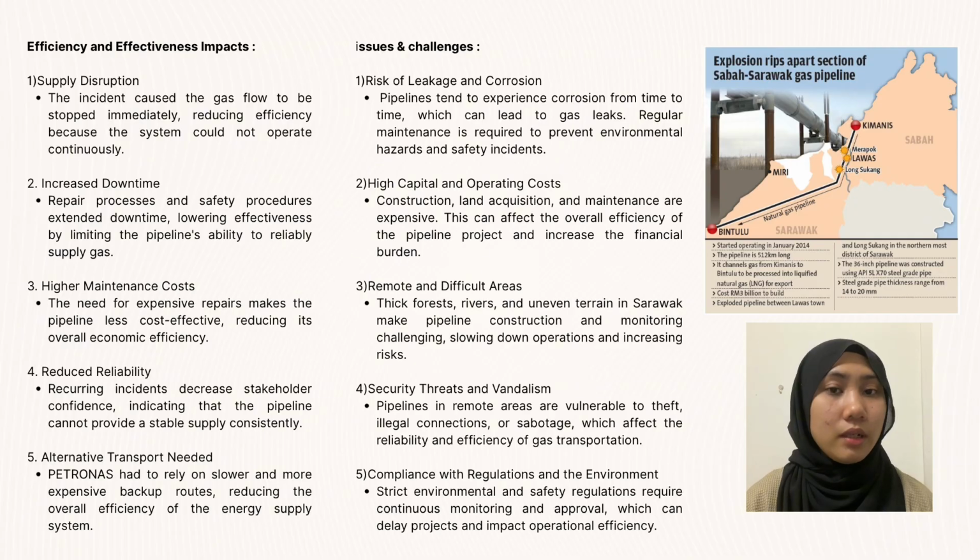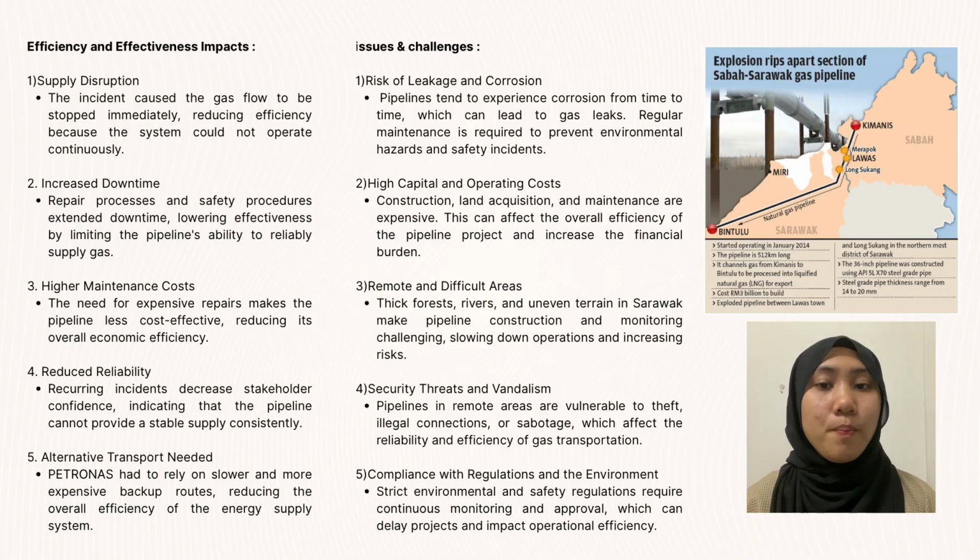Next, reduce reliability. Recurring incident decrease stakeholder confidence, indicating that the pipeline cannot provide a stable supply consistency. Lastly, alternative transport needs. We have Petronas had to rely on slower and more expensive backup routes, reducing the overall efficiency of the energy supply system.